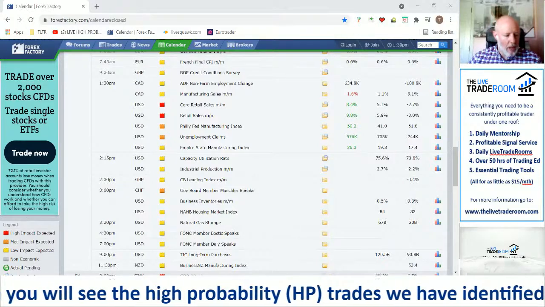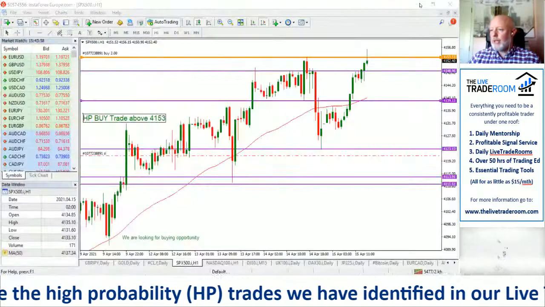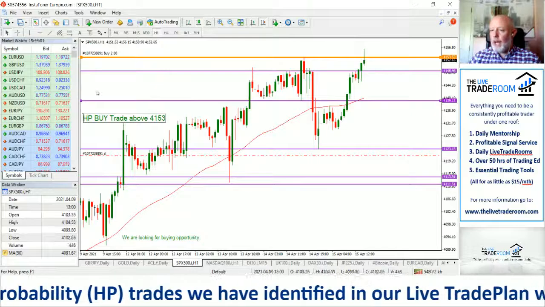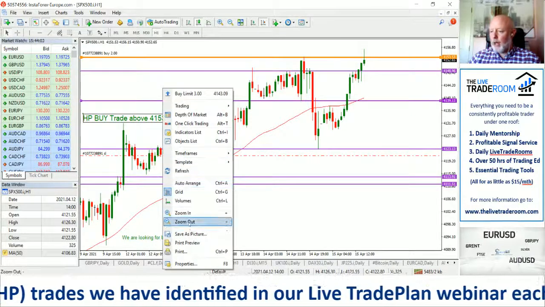And so what does that mean for us? We're getting into a buy trade above the high.